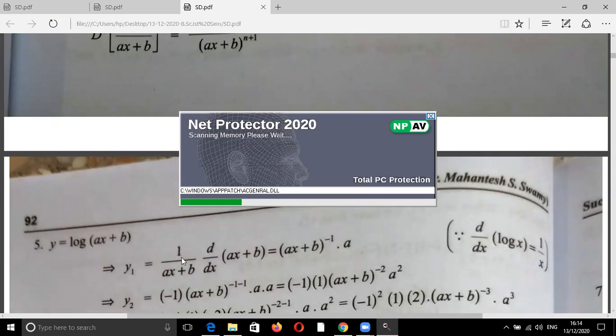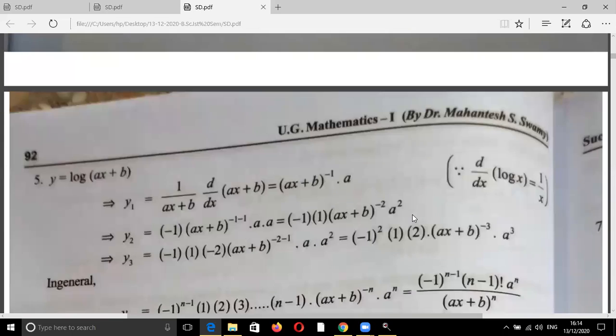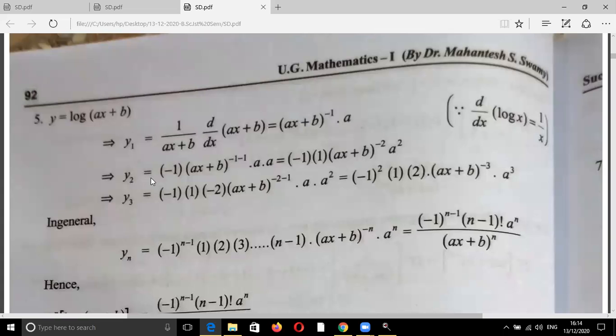Now what you got here, 1 by ax plus b, you can write as ax plus b to the power minus 1, just like 1 by a to the power m you write a to the power minus m, into a. Now y2: again in the same way, for x to the power n format the derivative is n x to the power n minus 1, the same you are writing here. And already one a is there. Again, if you differentiate this, you get the inner derivative a. That means you write minus 1 into 1, ax plus b to the power minus 2 into a square. Similarly, again you differentiate this with respect to x, so that you get y3.